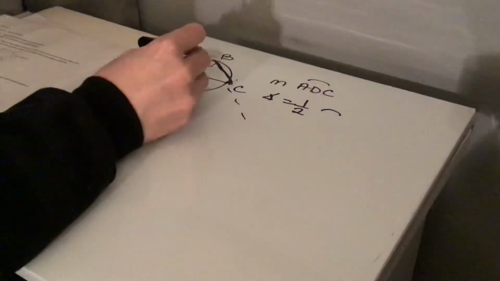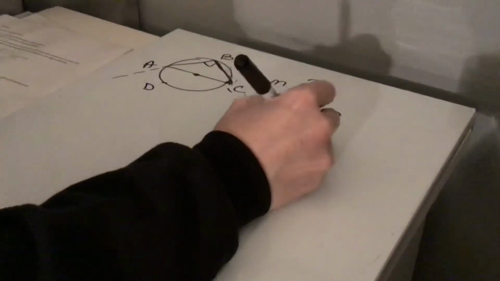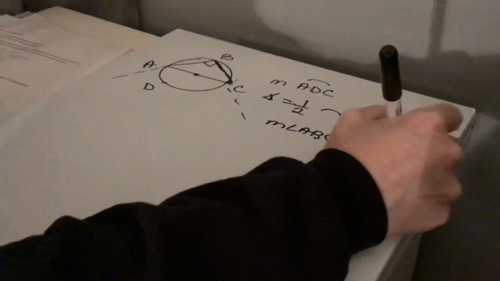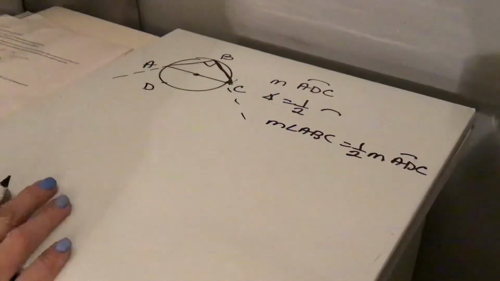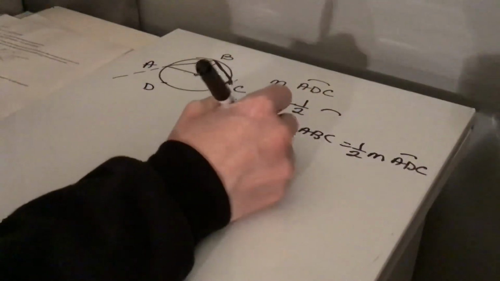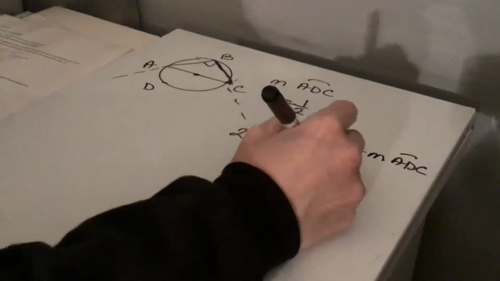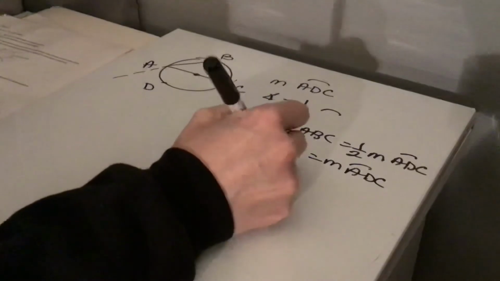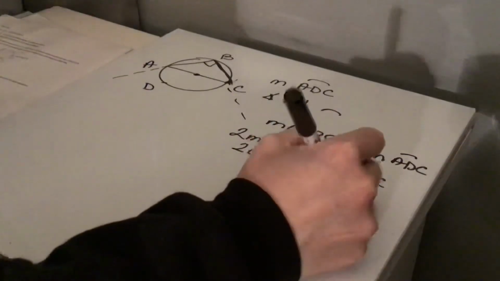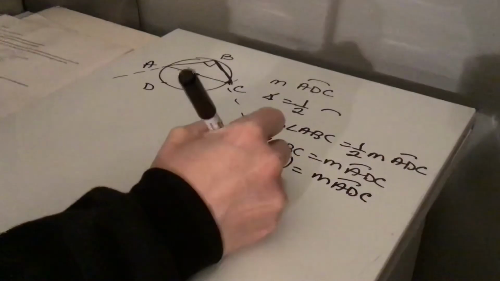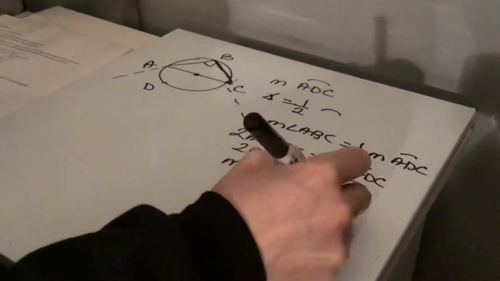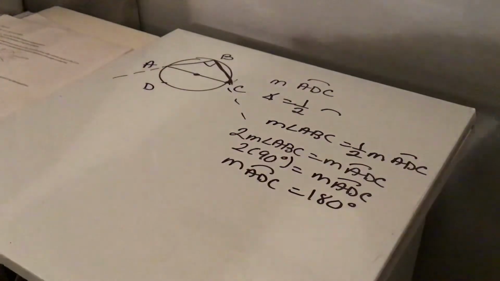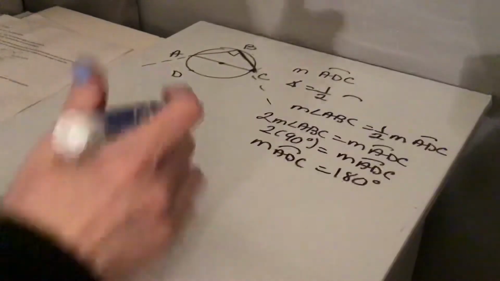Well, you know, this is a 90-degree angle, so the measure of angle ABC is 1/2 the measure of arc ADC. So the arc is going to be twice the measure of the angle, and the angle is 90 degrees. So the measure of the arc is 180 degrees. It's also a semicircle. Okay?